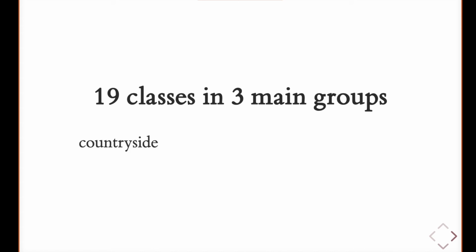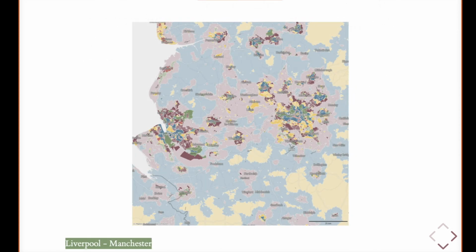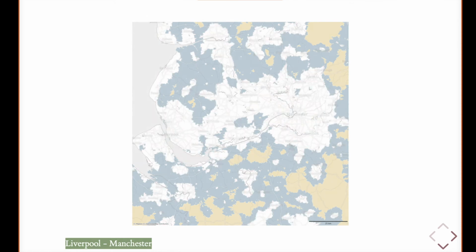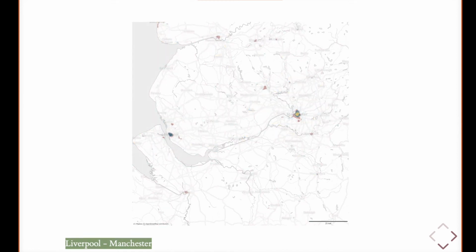Into classes which cover predominantly the countryside, the low-density suburban development in the outer areas of cities, and the dense city centers. So going through a couple of examples, this is the area of Liverpool and Manchester. And if you go through those three classes, we can see that this would be classified as countryside. This would be classified as suburban lower density development, and you can see that it comes quite close to city centers in this specific case. And these would be city centers in Liverpool, Manchester, and surrounding towns.